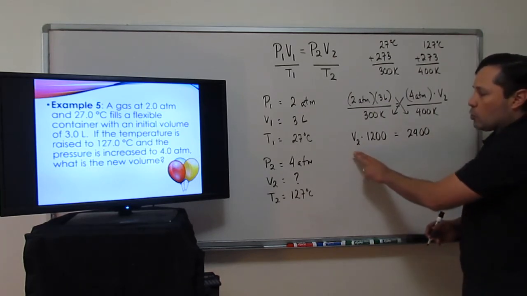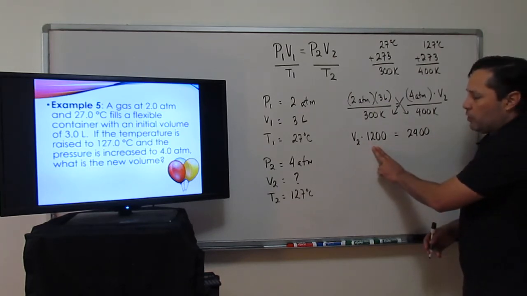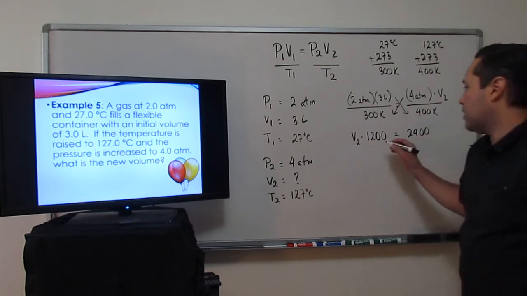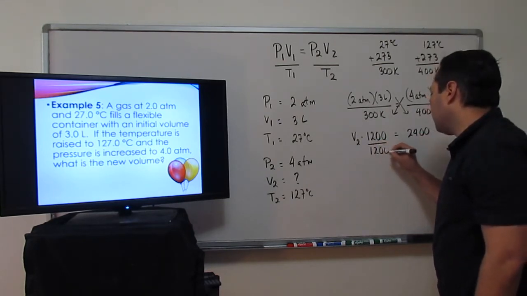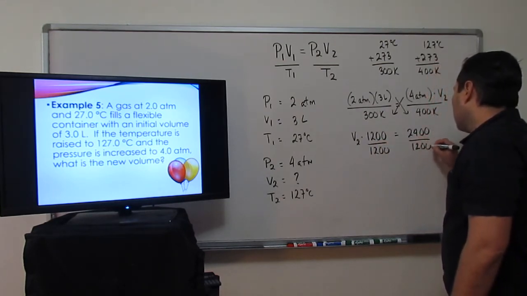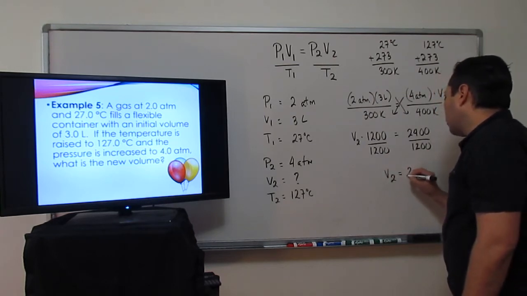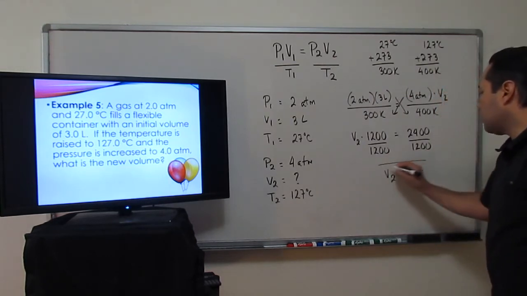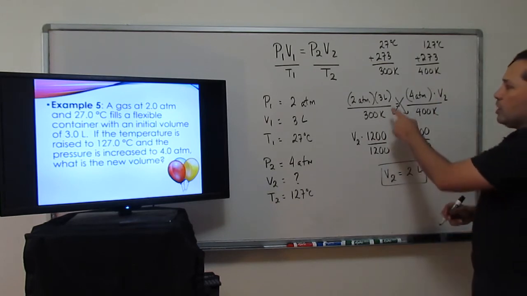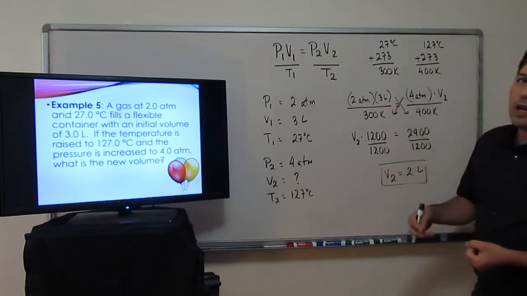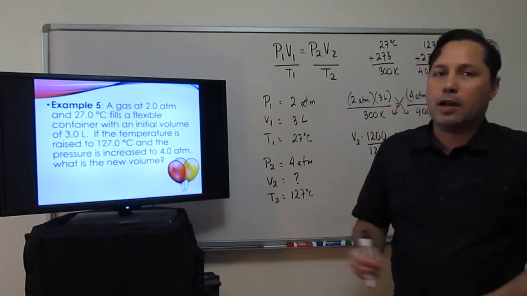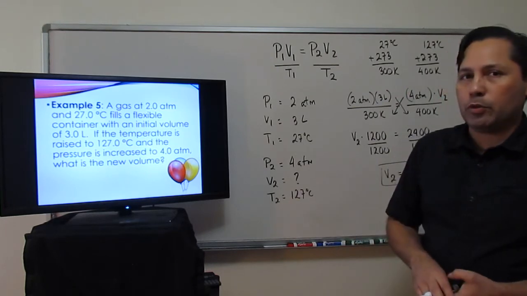Next, again, our goal is to isolate the V2. So we want to get rid of the 1200. So I'm going to divide both sides of the formula by 1200. So our answer is 2 liters. That is our final answer. So the volume changed from 3 liters down to 2 liters after we changed the temperature and the pressure. That is example number 5.